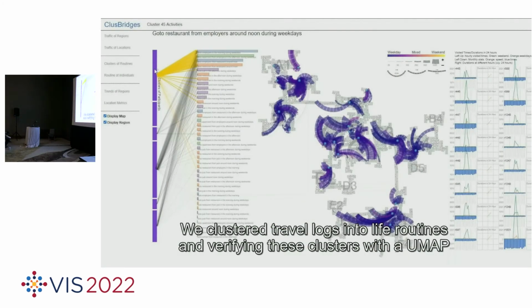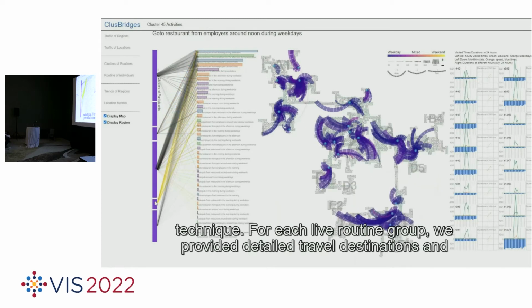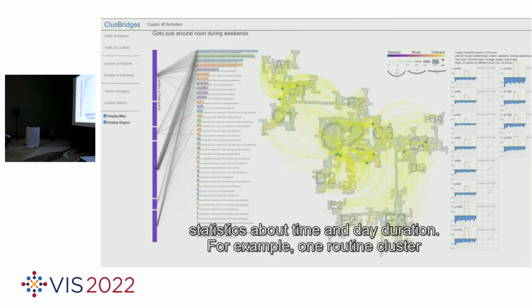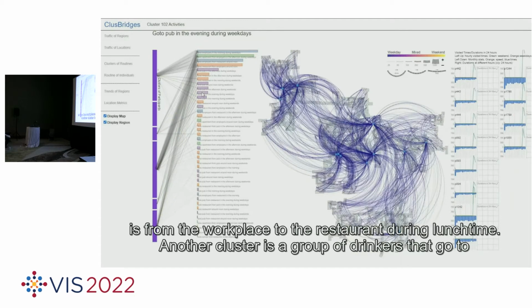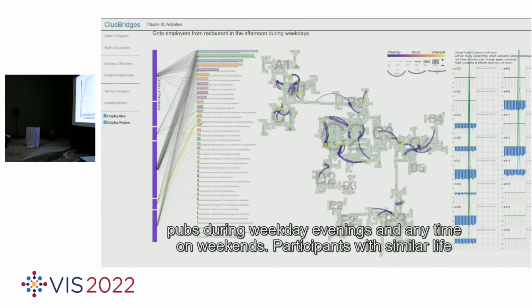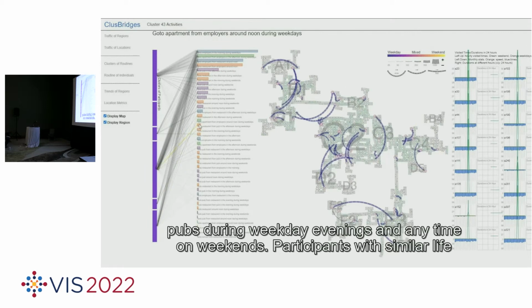We clustered travel logs into life routines and verified these clusters with a UMAP technique. For each life routine group, we provided detailed travel destinations and statistics about time and stay duration. For example, one routine cluster is from the workplace to the restaurant during lunchtime. Another cluster is a group of drinkers that go to pubs during weekday evenings and any time on weekends.